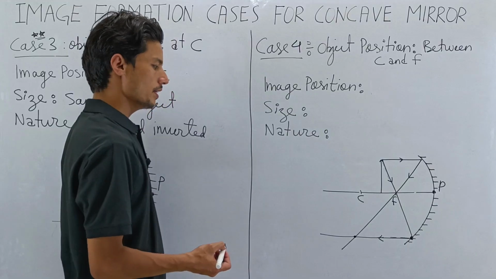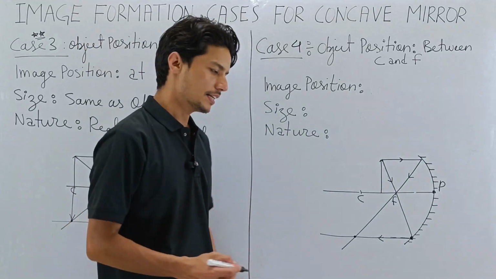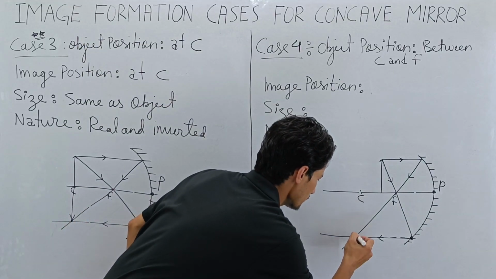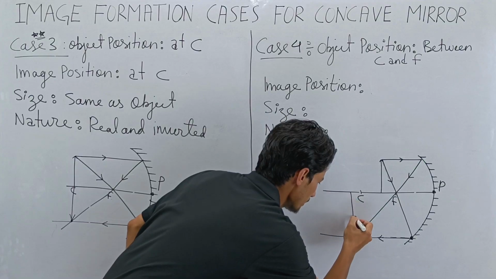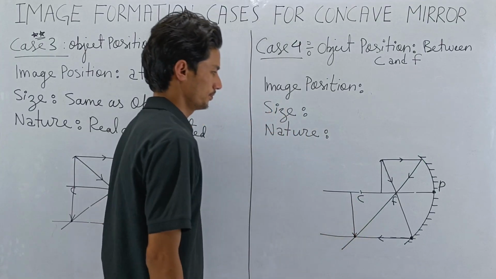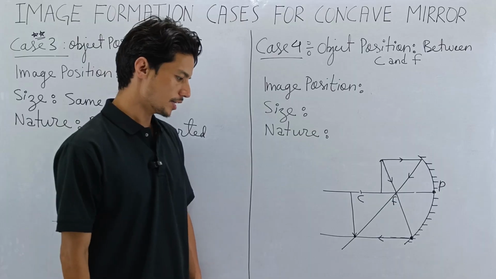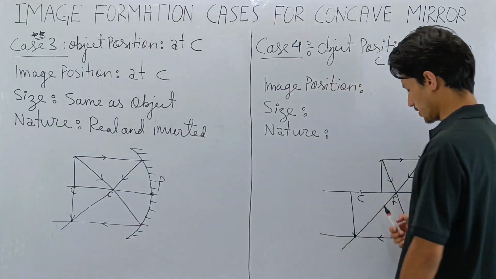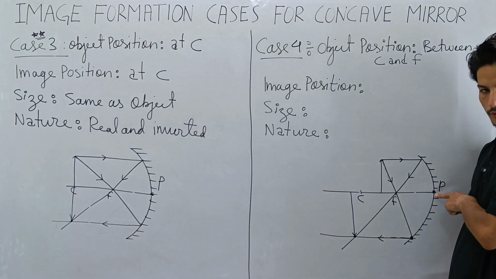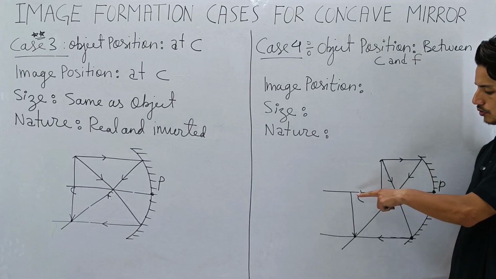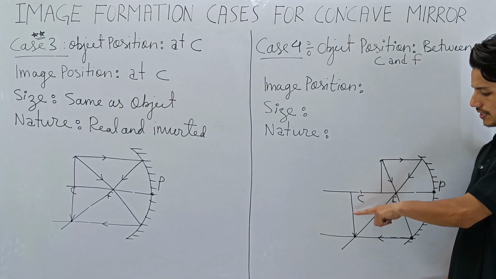What type of image will it be? It is a real image, so it will be inverted. So we will be getting an inverted image like this. Now you tell me, where is the image? Remember, I told you that measurements, we start from the pole. So from here we have to look. If we look from here, how do I address this image?